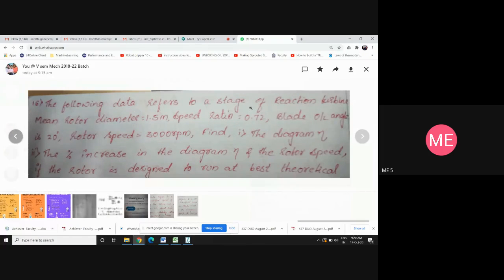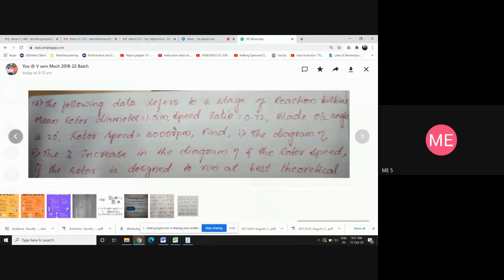The following data refers to a stage reaction turbine: mean rotor, that is D mean, and speed ratio is 0.72. Blade outlet angle is 20 degree. So if outlet angle is 20 degree, then nozzle angle is equal to 20 degree. That you know. And the speed is 3000. By using this 1.5 and 3000, I can find out U mean.